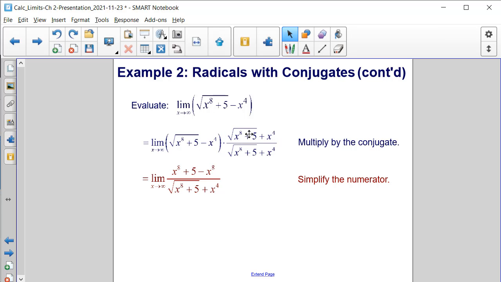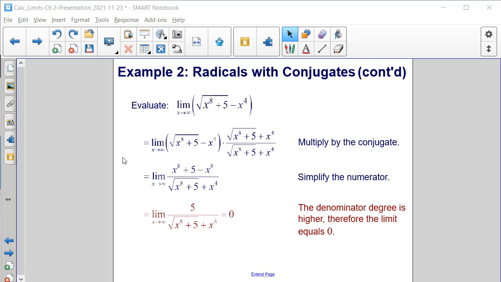And when we multiply the conjugate, the square root will go away. So it'll be x to the 8th plus 5, and then it'll be minus x to the 8th, because again, it's a difference of squares. The middle terms will cancel each other out. And then the denominator will be the square root of x to the 8th plus 5, ending the radical, and then plus x to the 4th. And we're going to take the limit of this as x approaches infinity.